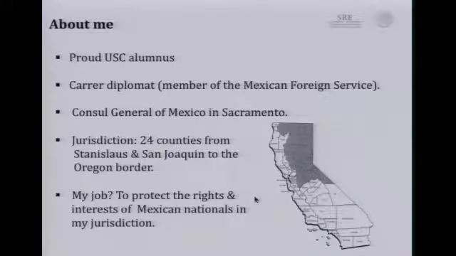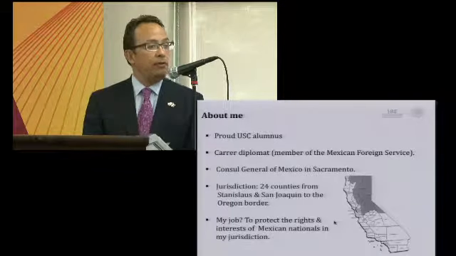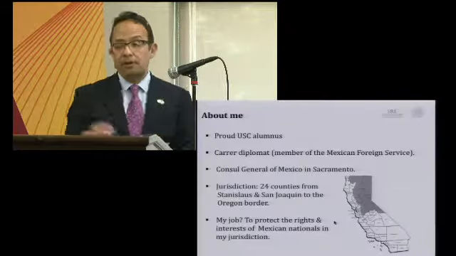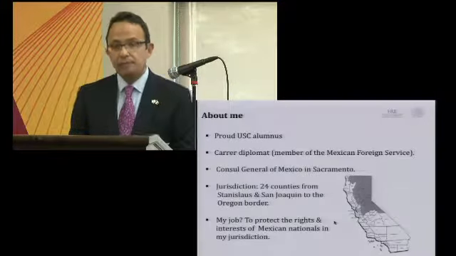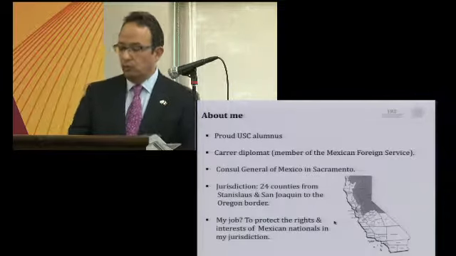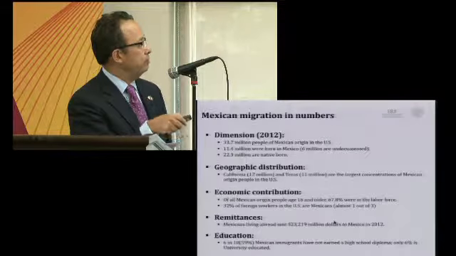I'm a career diplomat. I was saying that there are 50 consulates all around the United States. Sacramento is one of the 16 consulate generals that there are in the United States. My jurisdiction covers 24 counties that you can see over there. That's the northeastern part of California. And my job, as I said, is to protect the interests of Mexicans in my jurisdiction.